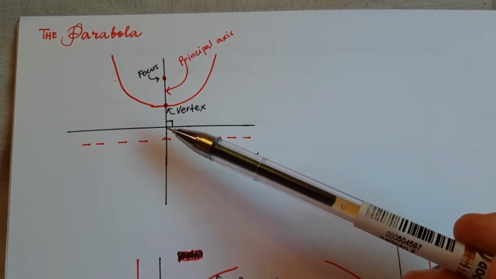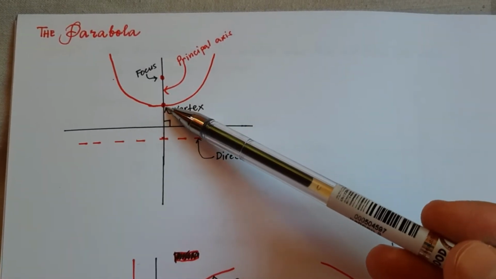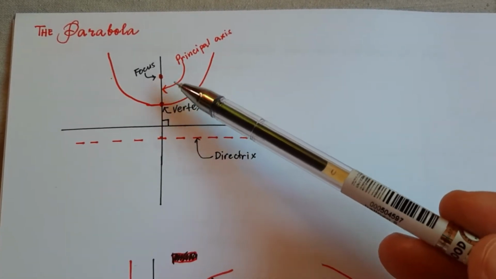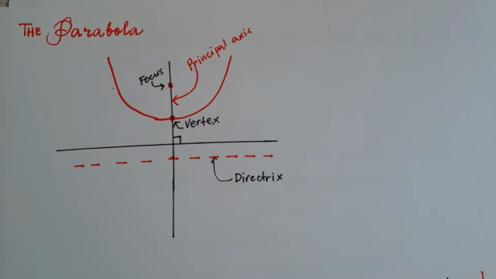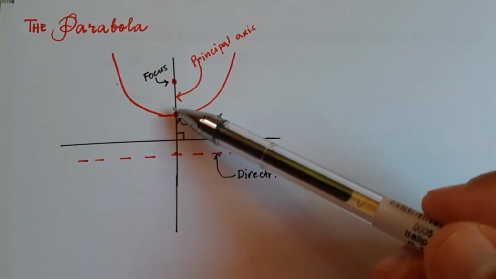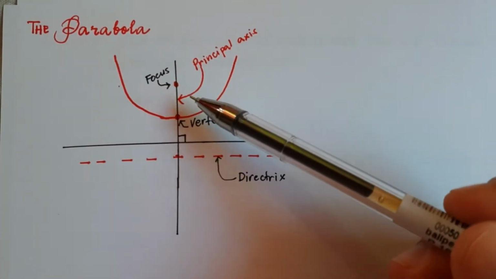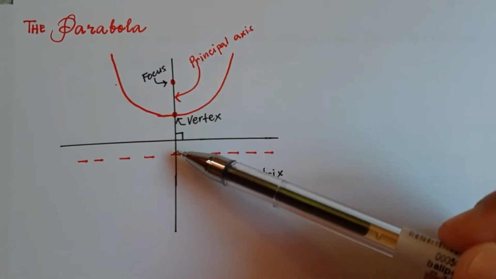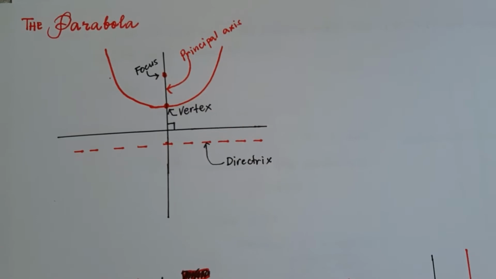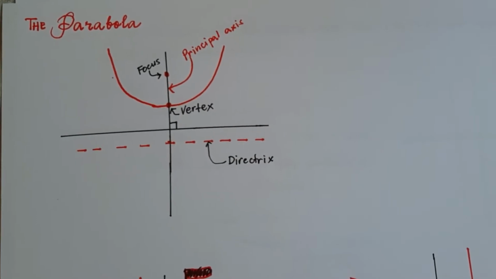So ibig sabihin, ang vertex ay ang midpoint between the focus and the directrix. So, pares lang ang distance from vertex to focus and from vertex to the directrix. So what are the geometric properties of the parabola drawn in the xy plane?